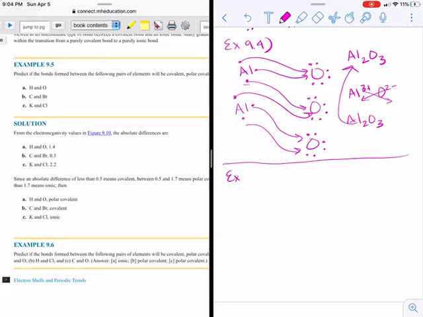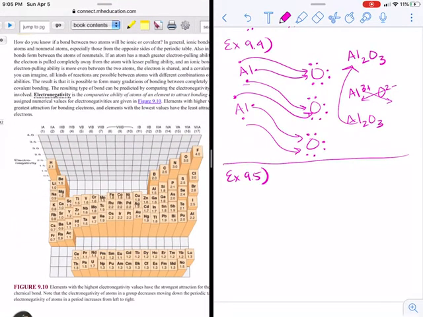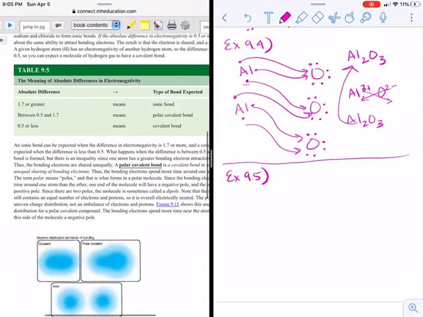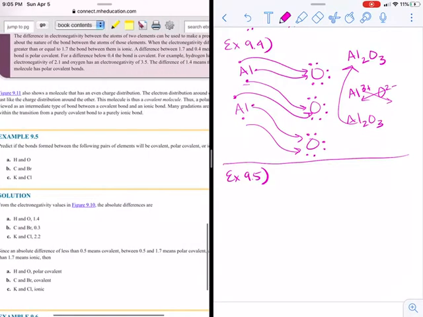All right, new video. Let's do example 9.5. This is in the section that has to do with the electronegativity. So that funky looking periodic table, basically, and also you have to use this table 9.5. So example 9.5 says, predict if the bonds are going to be covalent, polar covalent, or ionic.